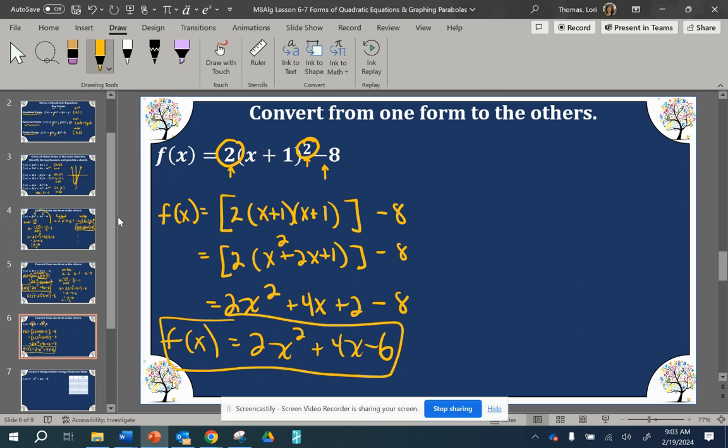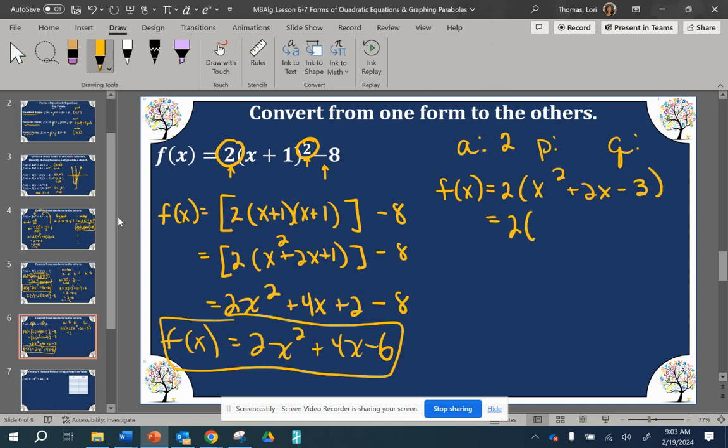Now we're going to convert standard to factored. Excuse me, we start with vertex. We're going to convert it to factored form where we need an A, a P, and a Q. Our A value is 2. Let's start out and factor out our GCF of 2. We are going to factor this quadratic trinomial. Our leading value now is 1, so we're going to factor x squared into x and x. And now we need the two factors of -3 that add up to our b value of 2. This is going to be -1 times 3. So we have x minus 1 and x plus 3.